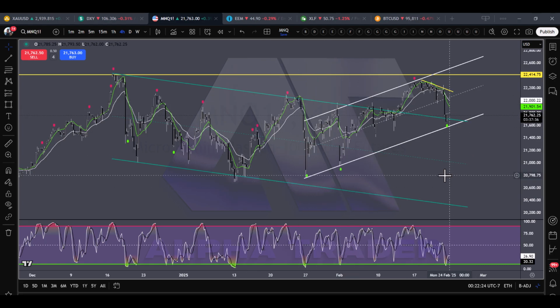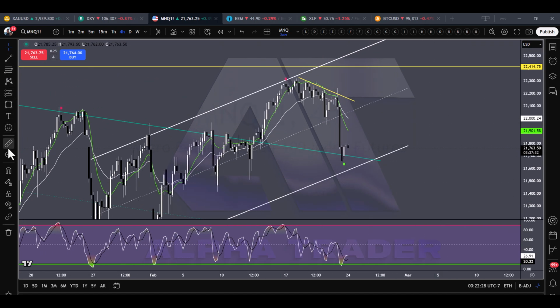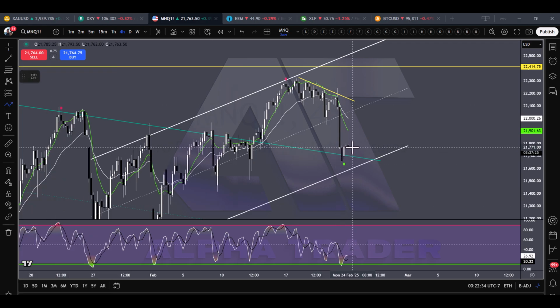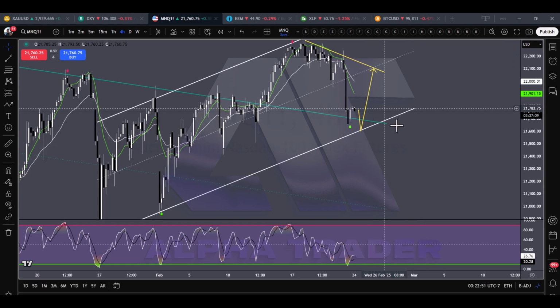So I expect this today to do something like this, okay? I expect it to, let's get our arrows set up so we can get this right. I expect a down move here or here, and then a reversal on this up to here maybe. Not sure if we get that far today, but maybe, okay? So something like that. Now, that's my upside view.